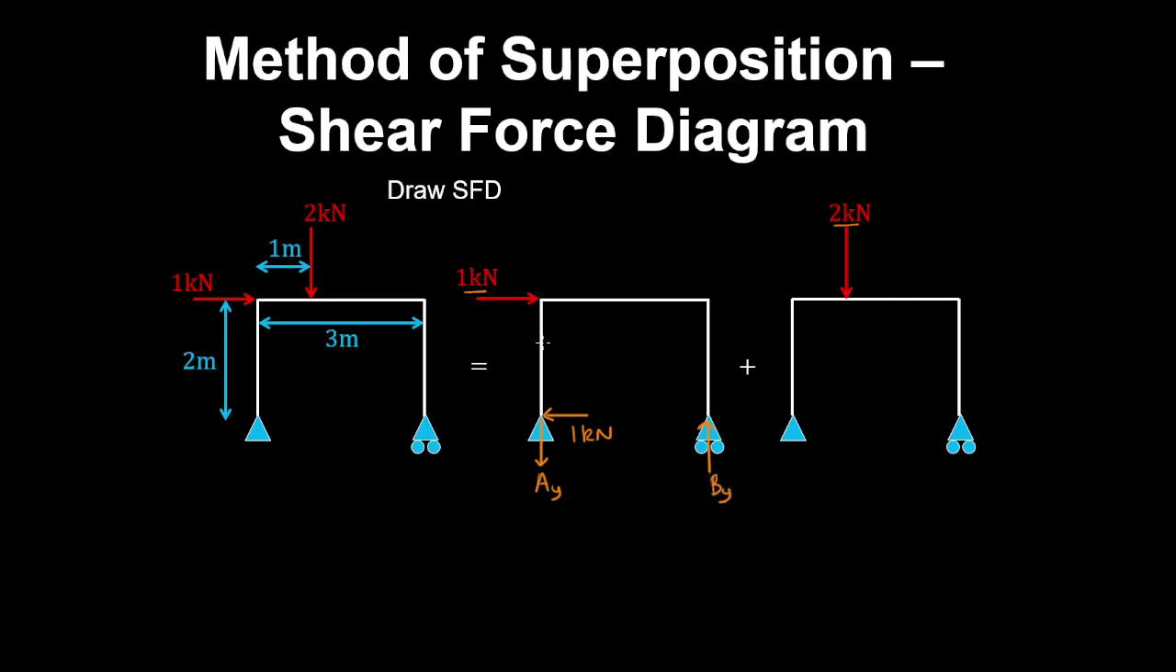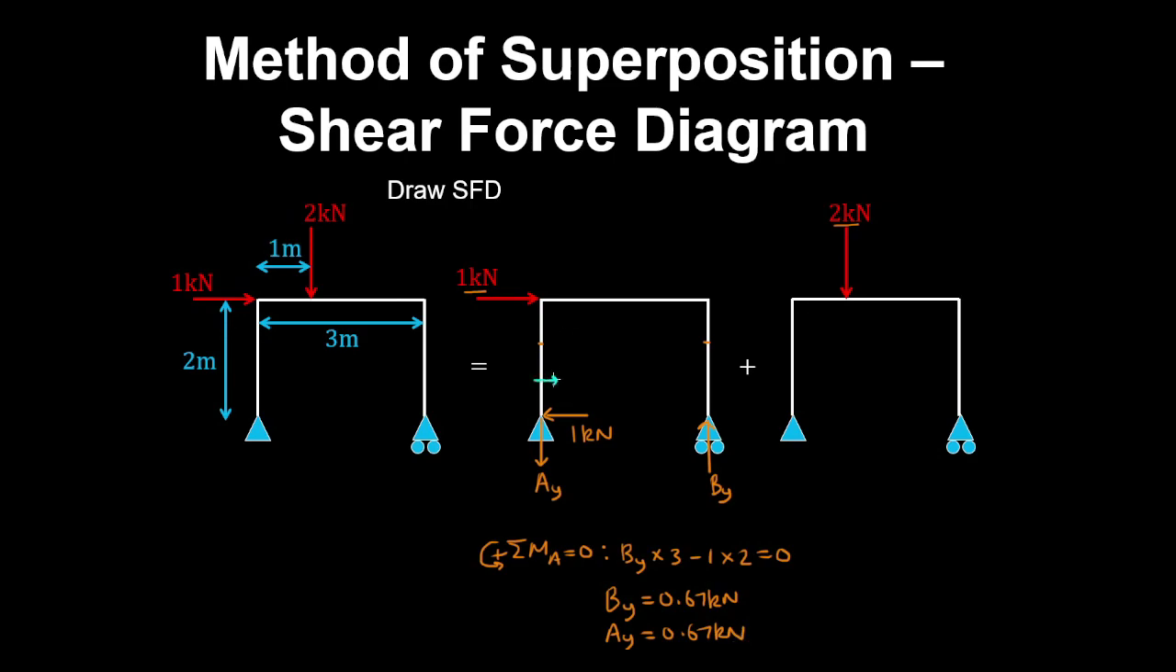Because this point load is causing tension in this column and compression in this one. And if we take a sum of moments about A, with anti-clockwise being positive, we have By by the moment arm of 3 meters minus 1 kN by the moment arm of 2 meters is equal to 0. And therefore By is 0.67 kN. And by vertical equilibrium of forces, Ay is also 0.67 kN, but acting downwards.